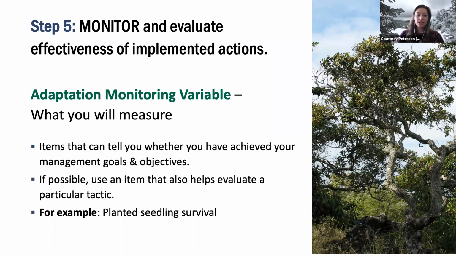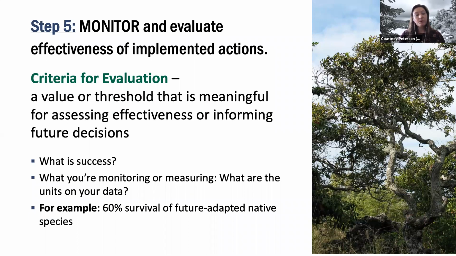An example of a monitoring variable could be planted seedling survival. If your action is to underplant with future adapted species that are suitable for your system, you may choose to monitor the survival rate of those particular seedlings or saplings. This might be different from standard surveys that you're doing, or you might be able to tap into some other systems that are already monitoring seedling survival for this variable as well. So again, the first thing you want to do is identify, what are you measuring and what is your adaptation monitoring variable?